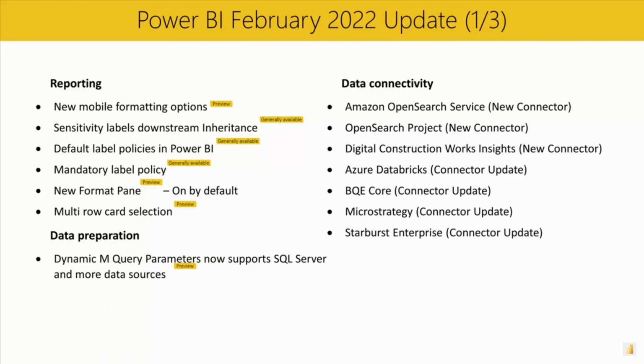As a refresher, dynamic M query parameters is a preview feature which allows report viewers to dynamically set the values for an M query parameter. So end users are now able to set the value for a query parameter inside of Power Query, meaning at the data source level. So using a slicer or a filter, the end user can click on something and they can actually change the data that is being pulled from the SQL query.